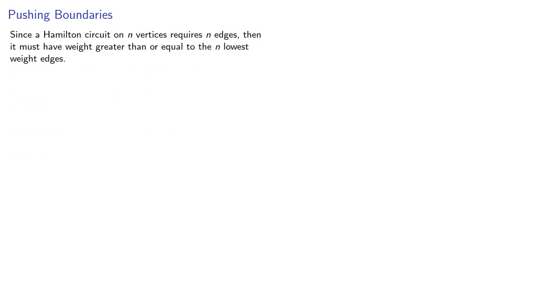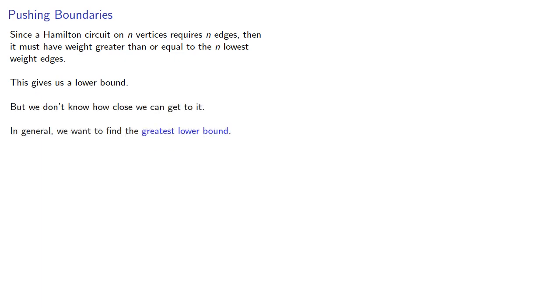Since a Hamilton circuit of n vertices requires n edges, then it must have a weight greater than or equal to the n lowest weight edges. This gives us a lower bound, but we don't know how close we can get to it. And in general, we want to find the greatest lower bound. So can we find a greater sum that is also a lower bound?